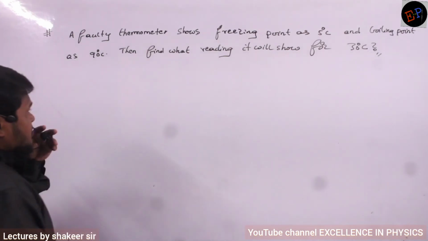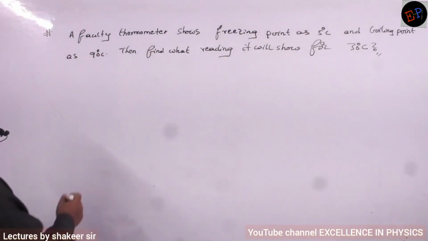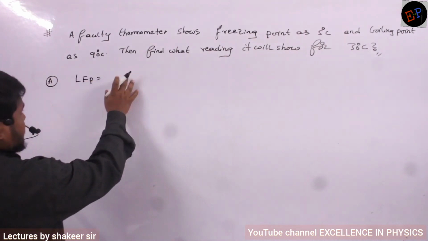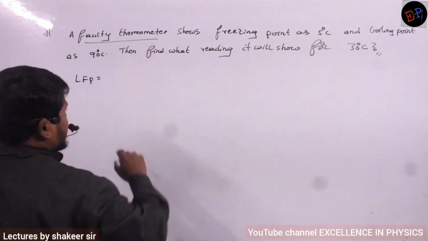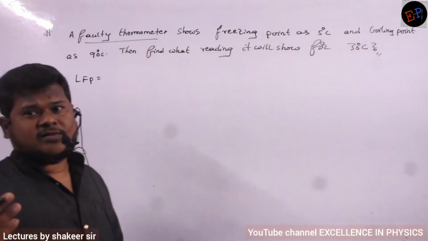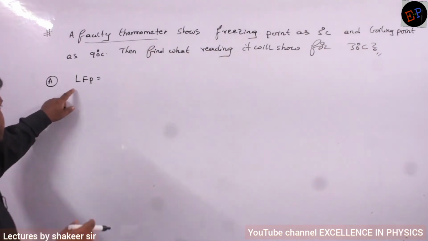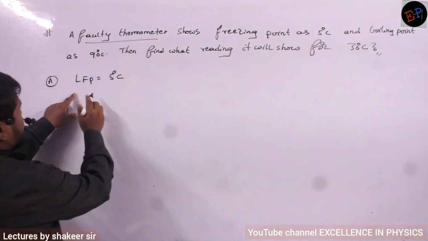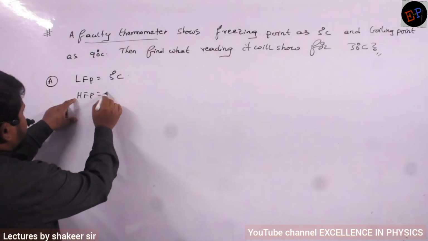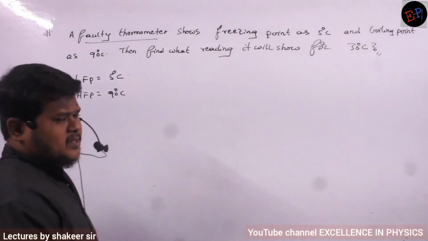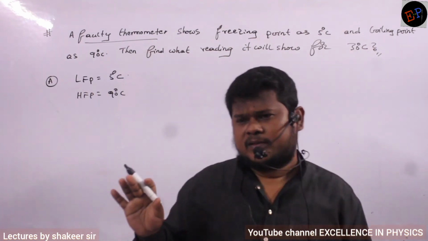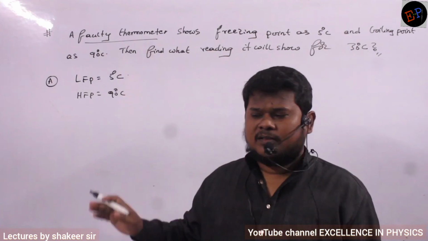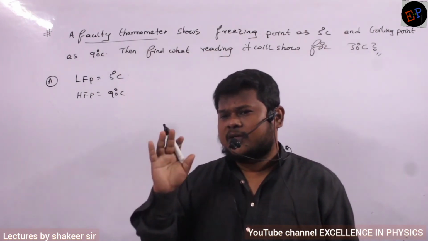So a faulty thermometer shows the freezing point as 5 degrees Celsius. Freezing point means lower fixed point. So actually it should be 0, but this is a faulty thermometer, so it is showing wrong readings. For this faulty thermometer, the lower fixed point is taken as 5 degrees Celsius, and the higher fixed point is 90 degrees Celsius. Even though it is a faulty thermometer, you can take it as a new scale of reading.